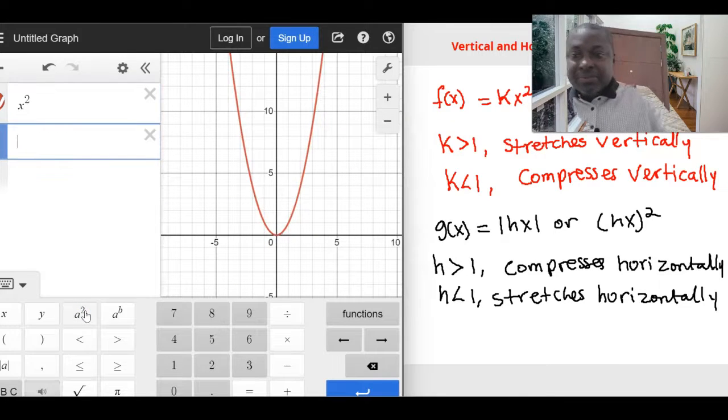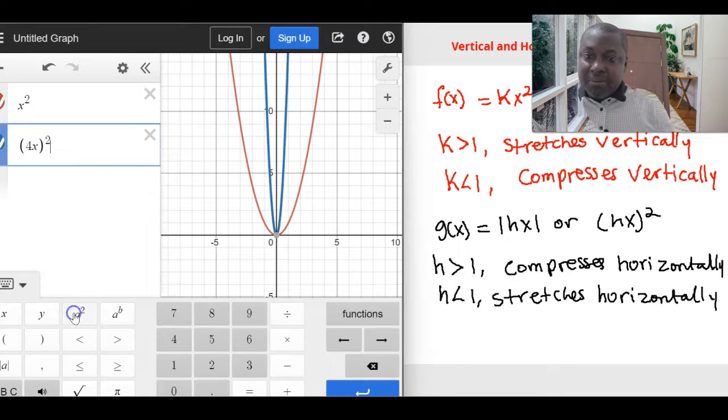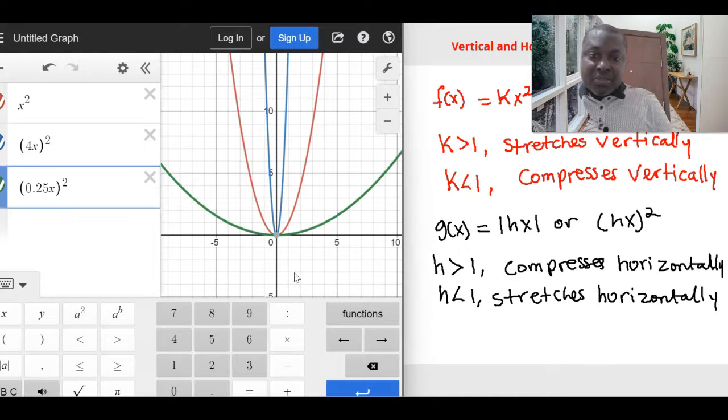This is a parent, and as we did, if it is inside, so 4x squared, you see that it compresses. When it's inside, we are using it with respect to the horizontal, so it's moving away from the x-axis, so it compresses horizontally. When it's less than 1, it stretches towards the x-axis. You see, it's coming closer to the x-axis, so it elongates the x towards the x-axis.